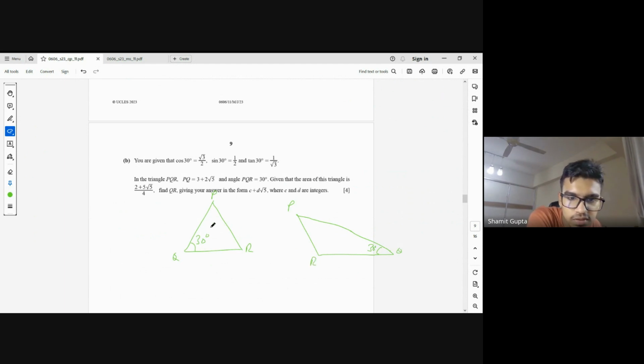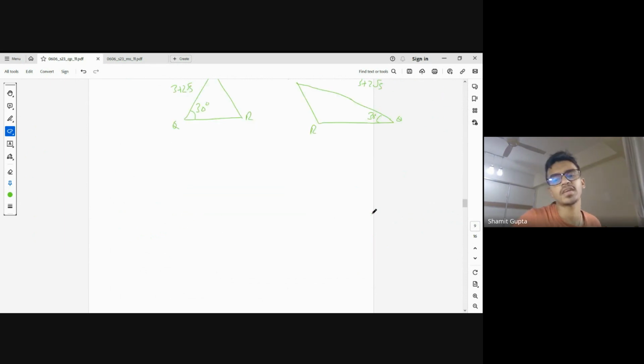PQ is 3 plus 2 root 5. And the area is that. Find QR. Okay, this is actually the area of a triangle.